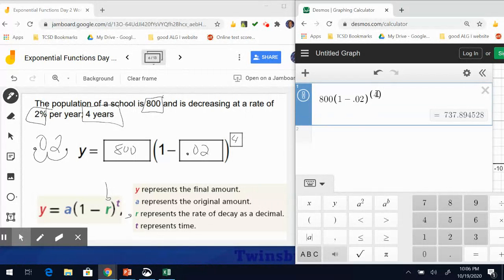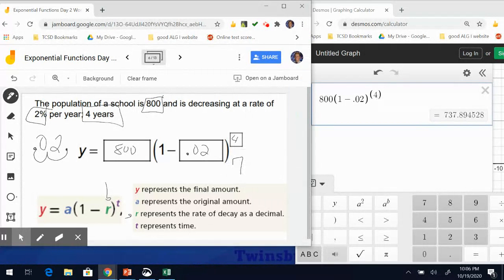So now, how many students are going to be there? In 4 years, the enrollment, that population, is going to be 737.89. So since we're dealing with discrete information, that's a distinct point, we can't have 737.89 people. That's very odd if we did. So let's round 737.89 to what? Are we keeping it 737 or are we making it 738? Let's round up and make it 738.